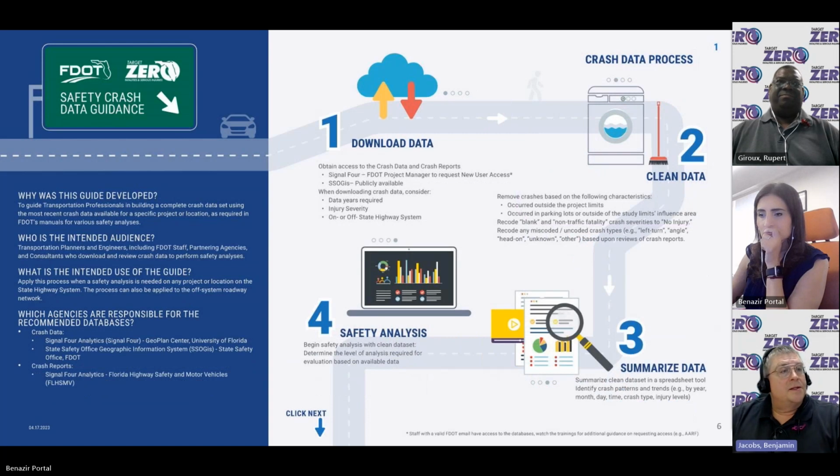The crash data guidance steps have been adjusted to remove the merge data step, as there is no longer a need to pull in the 3 previous crash data resources. Signal 4 is now the main source of crash data for FDOT projects. We have fully transitioned to Signal 4 as the official FDOT repository of crash data, and we are currently adjusting and refining some of the data outputs to fully build out the system functionality.